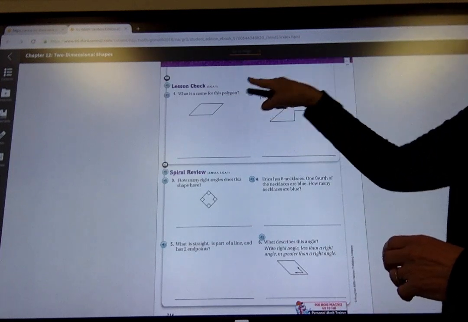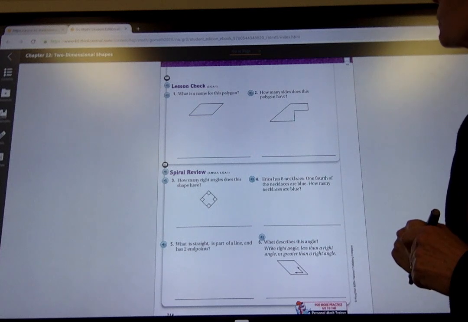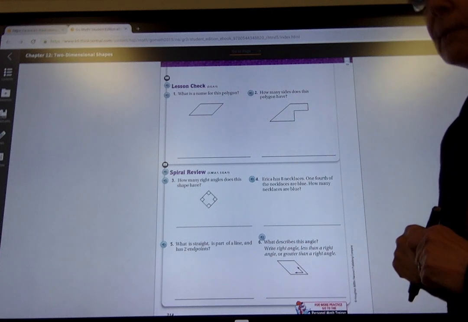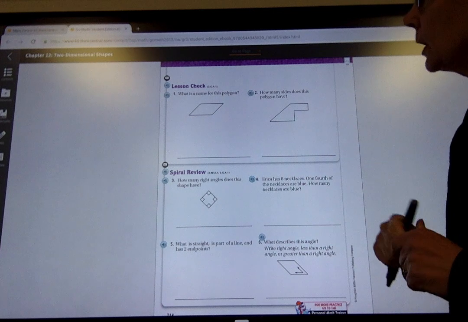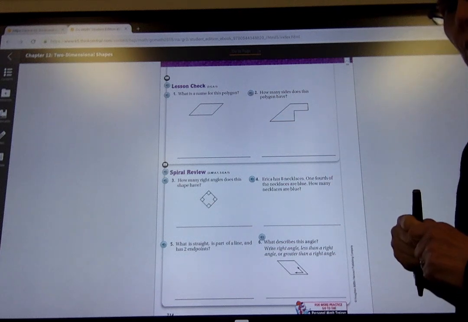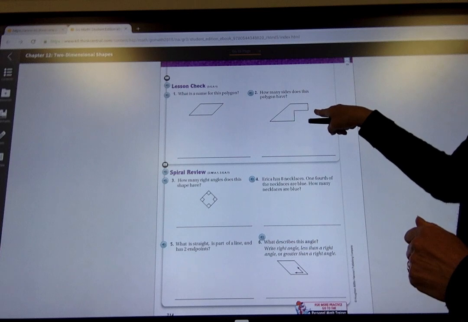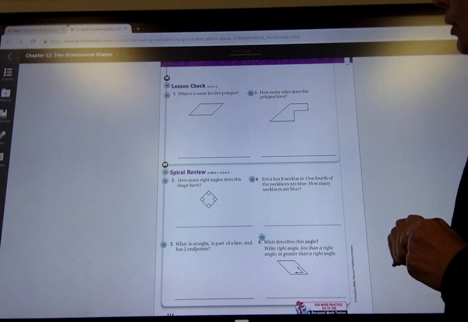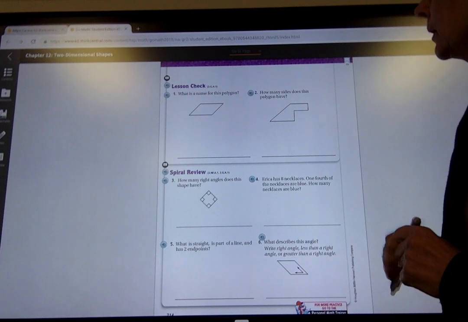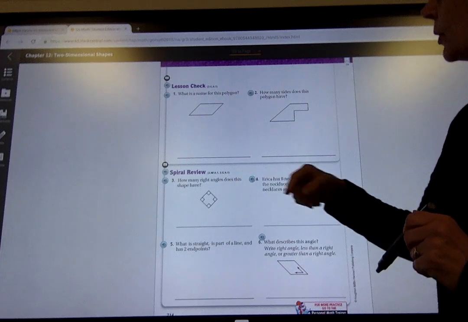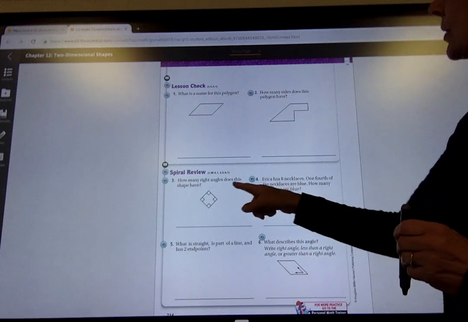What's the name of this polygon? A name for that polygon. If you've forgotten what a 4-sided figure is called, go to page 710. How many sides does this polygon have? Be sure you count them carefully. Number 3, we're on to review. How many right angles does this shape have?